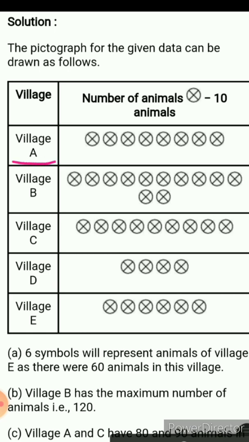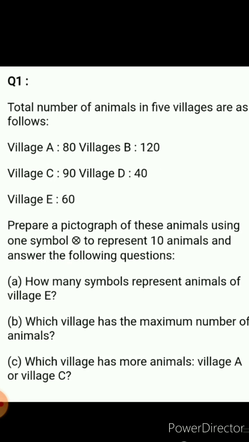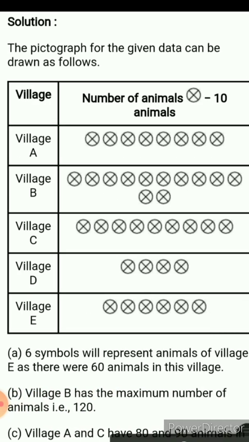In village A total number of animals are 80, so we will draw here 8 symbols. 1, 2, 3, 4, 5, 6, 7, 8. One symbol represents 10 and there are total 8 symbols, so 8 tens are 80. For village B there is 120, so here we will draw 12 symbols. 1, 2, 3, 4, 5, 6, 7, 8, 9, 10, 11, 12. One symbol is 10 animals, so 12 symbols, 12 tens are 120.